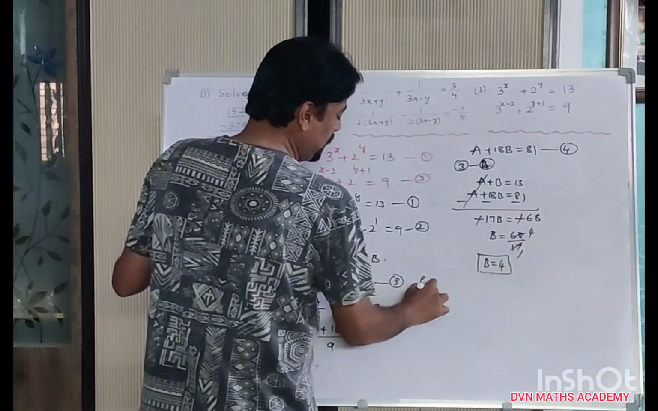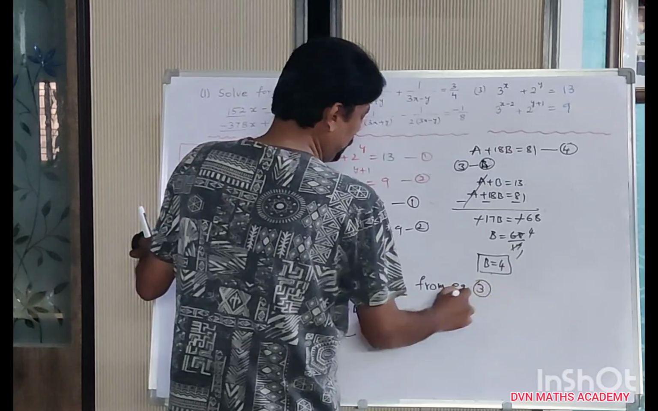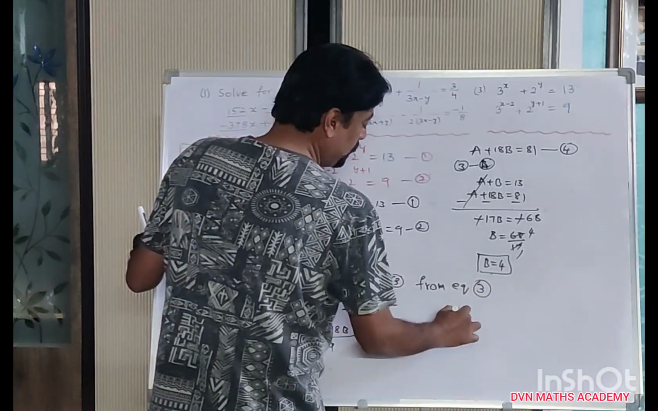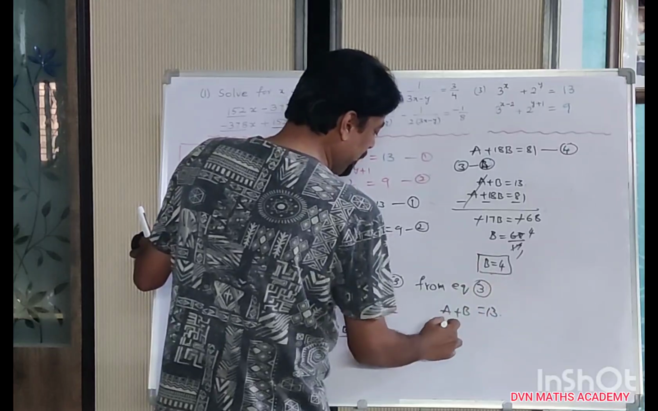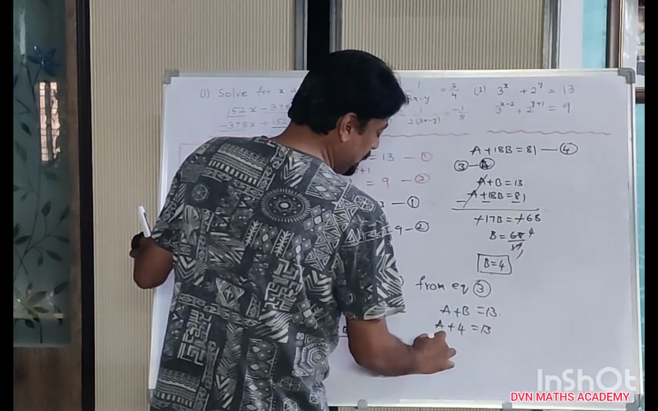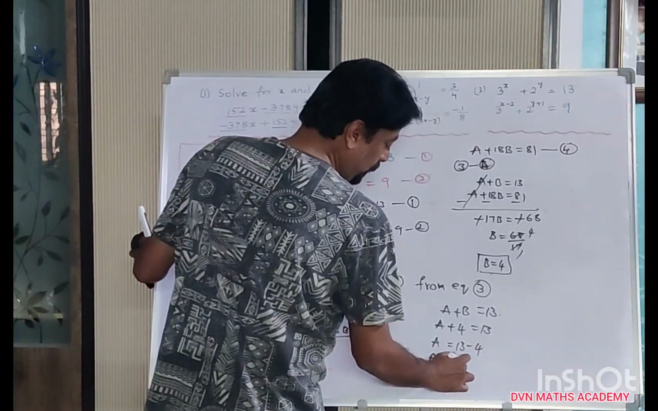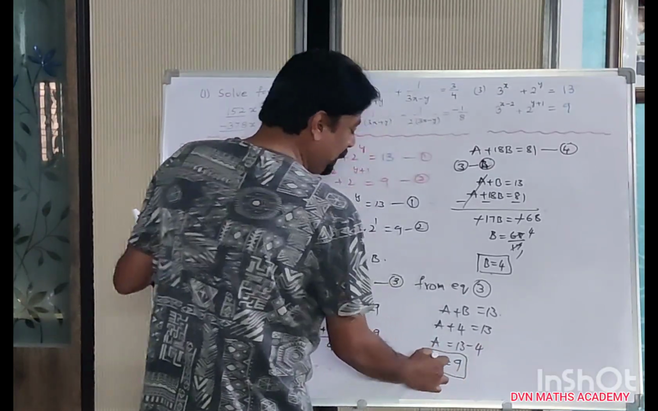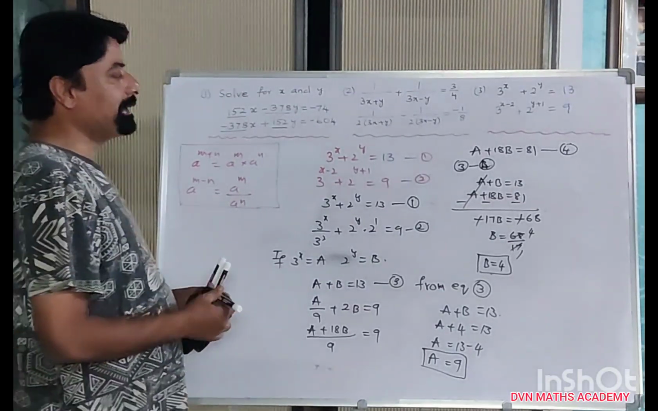So from equation 3, we know that a plus b is equal to 13. Then b I got, a plus 4 is equal to 13. Then a is equal to 13 minus 4. Then a is equal to 9. So I got a value and b value, but he is asking to find the values of x and y.